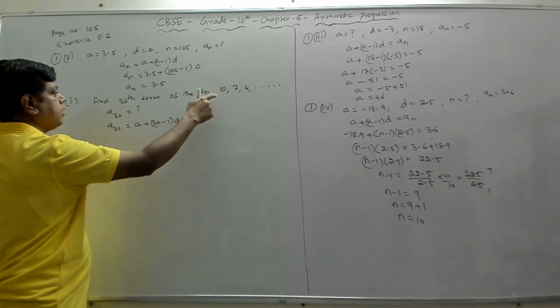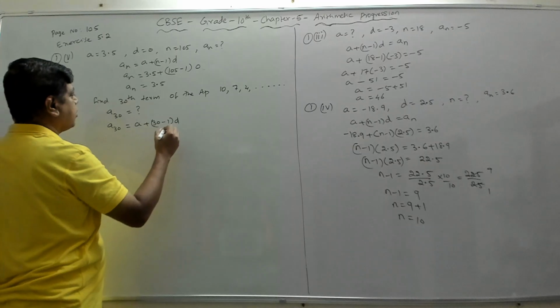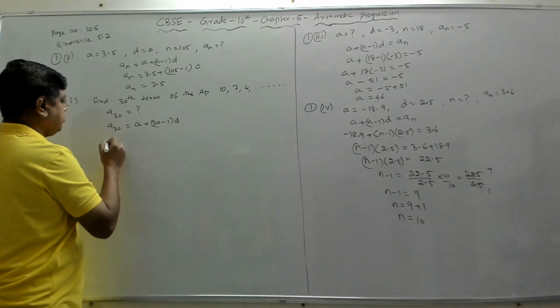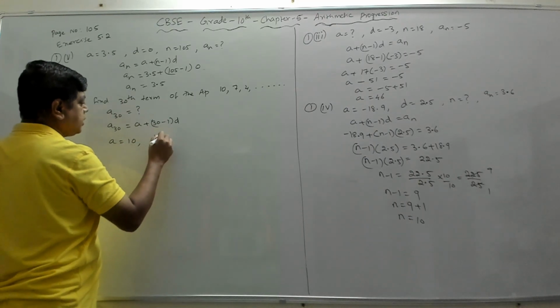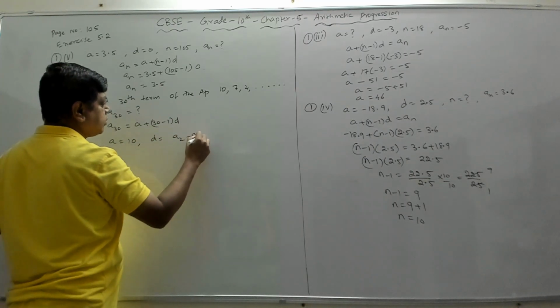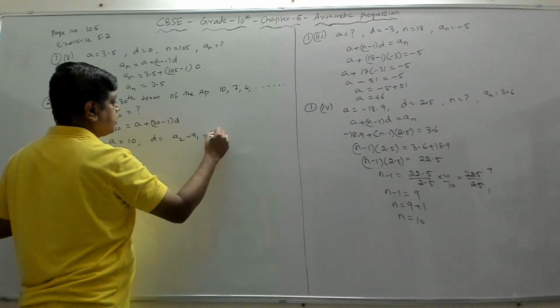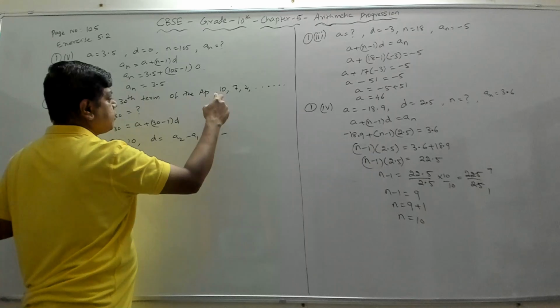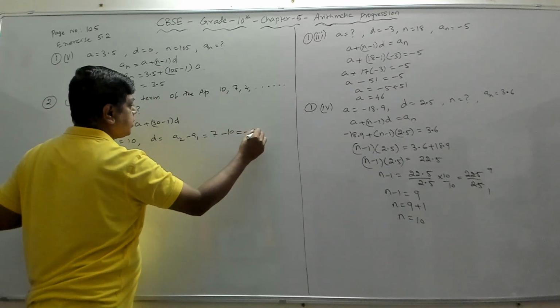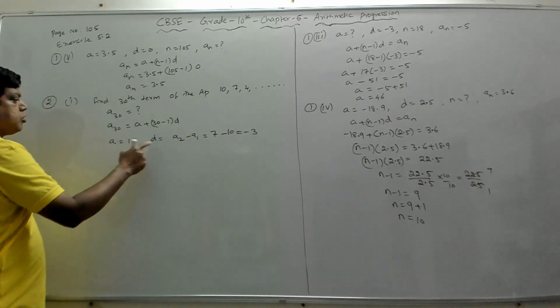Now what is A? A is the first term of the AP. So value of A is the first term of the AP, which is 10. And what is D? Common difference is A2 minus A1. And what is A2? A2 is 7. Minus this is A1. This is A1, A2, A3. So A2 minus A1. 7 minus 10, which is minus 3. So we have found D. So substitute A and D here.